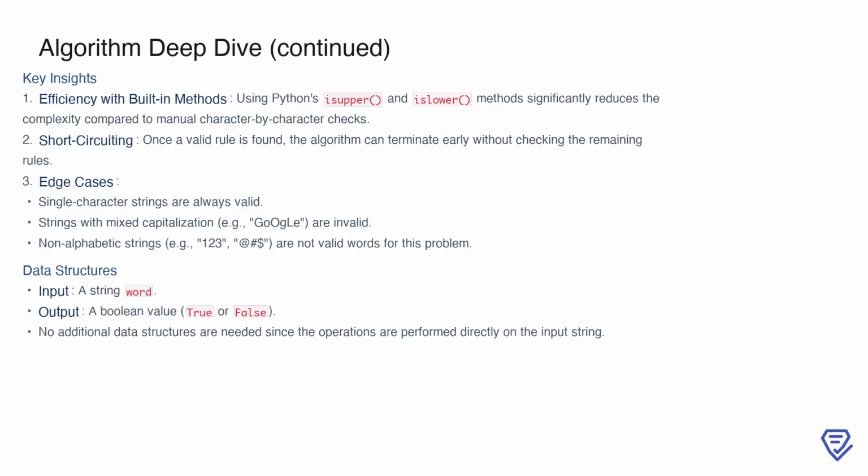It's also important to consider edge cases. For example, single-character strings are always valid because they can be either uppercase or lowercase. Words with mixed capitalization, such as gOogle, are invalid because they don't adhere to any of the 3 rules. Additionally, non-alphabetic strings like 123 or @$, are not valid words for this problem and should be handled accordingly. In terms of data structures, the algorithm works directly with the input string and outputs a Boolean value, so no additional data structures are required. This simplicity makes the algorithm both easy to implement and memory efficient.